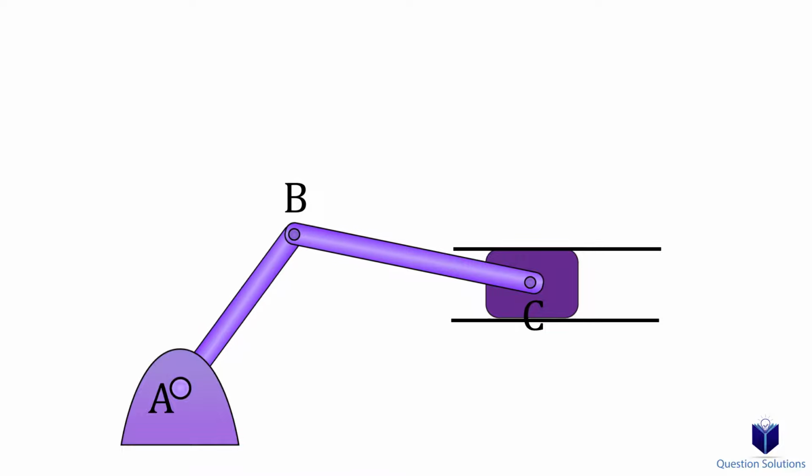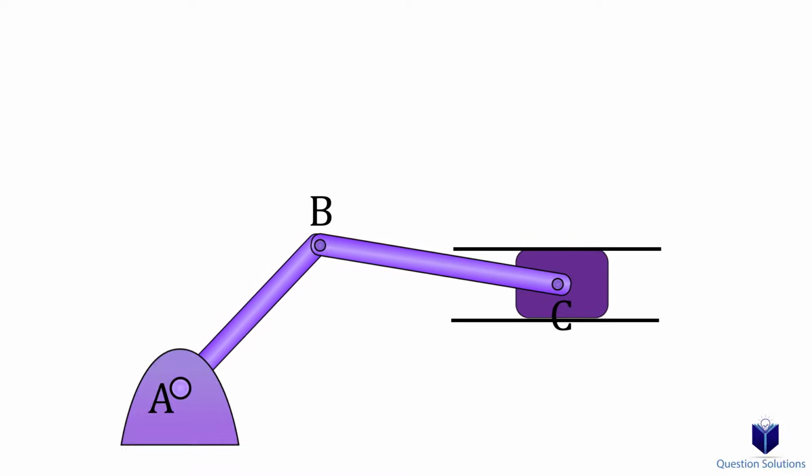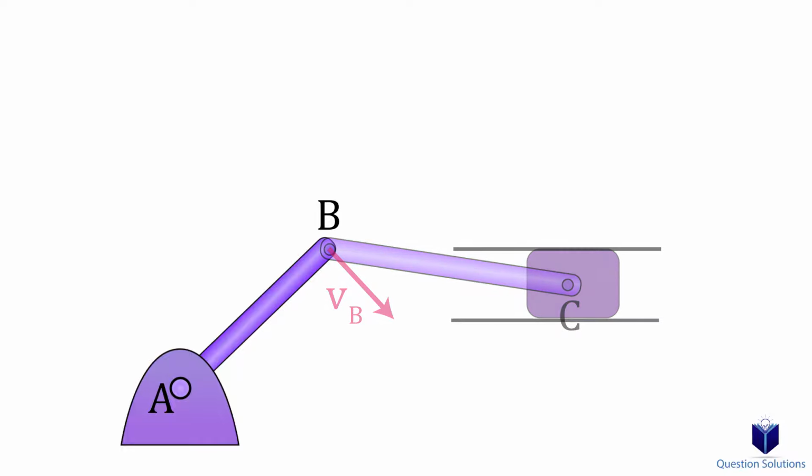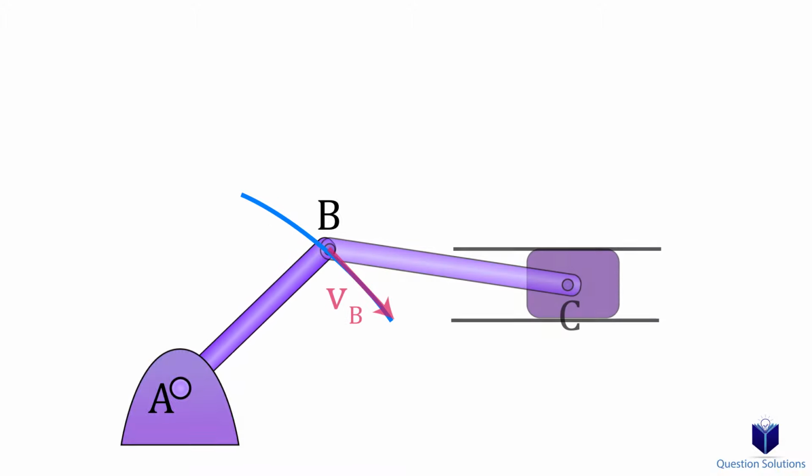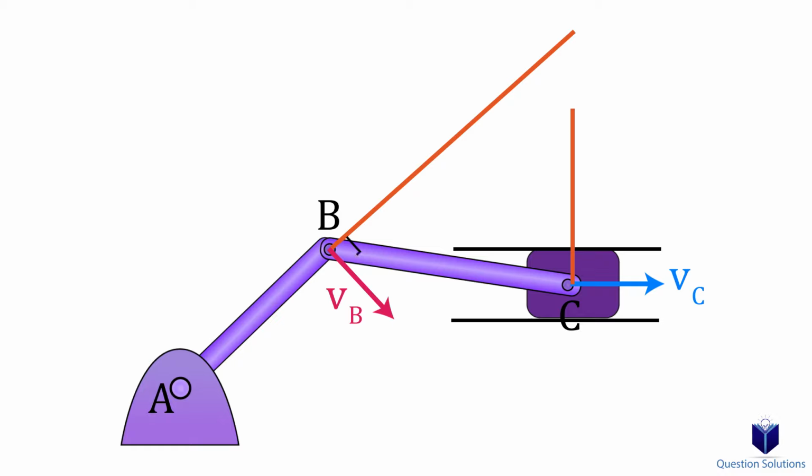If we look at points B and C, we see that point B would have a velocity that is perpendicular to the length AB. That's because point B travels in a circular motion, so velocity would be tangent to that path. For point C, velocity must be along the x-axis since it's locked into a horizontal slot. To figure out the IC point, all we need to do is draw two lines that are perpendicular to each of the velocity vectors. Wherever they intersect is the IC point. This will make a lot more sense when we do examples.